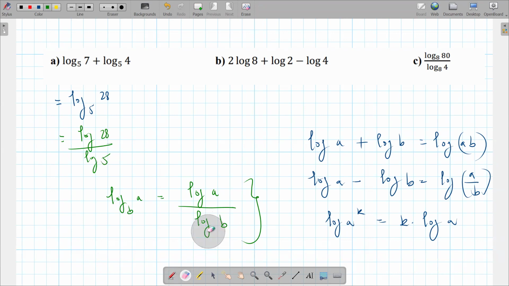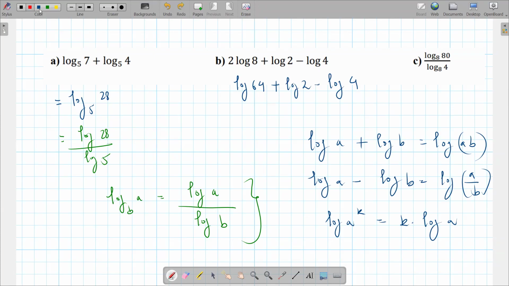What's going to be the approach for B? Again, it's the same idea, right? Let's worry about this 2. Where does that go? It becomes an exponent. So you have log of 8 squared or 64, plus log of 2 minus log of 4. These two are going to multiply. This one we're going to divide.